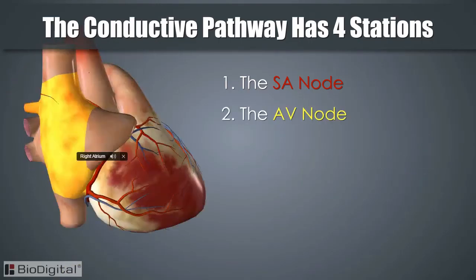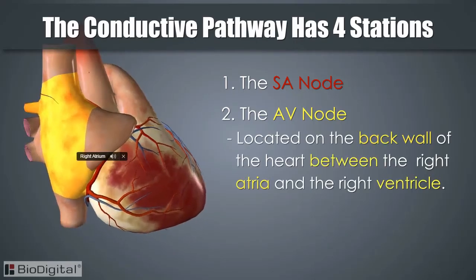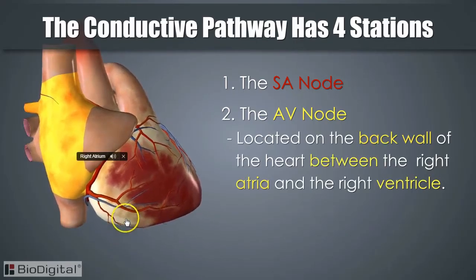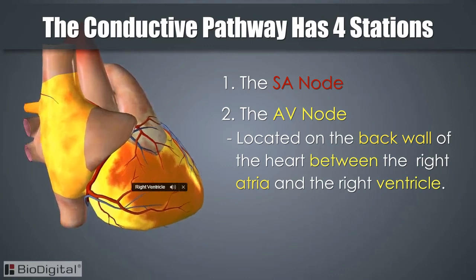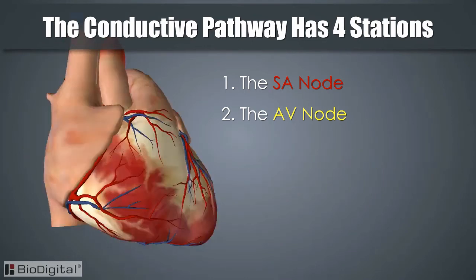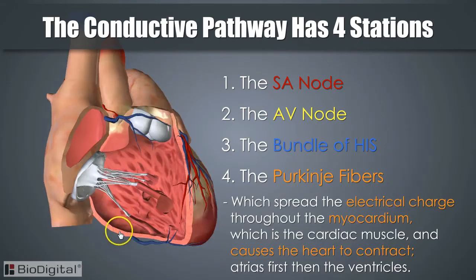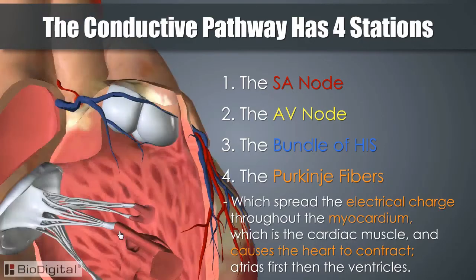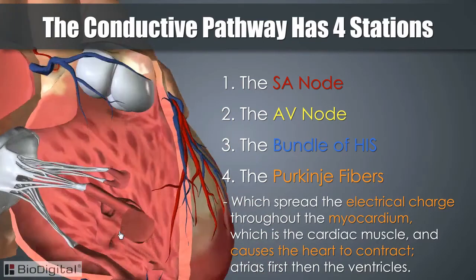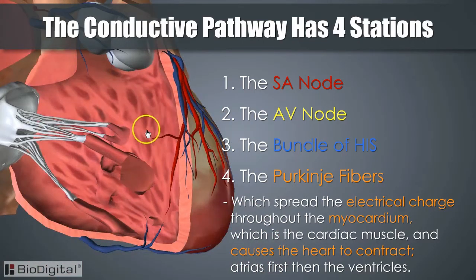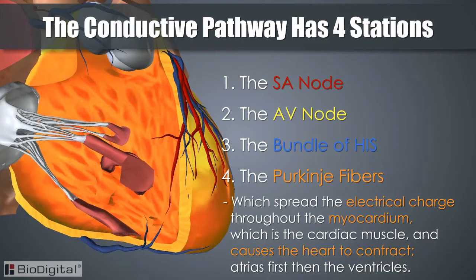The AV node is located on the back wall of the heart, between the right atria and the right ventricle. The spark is then passed into the next relay station, the bundle of His, located in the heart's septum. And lastly, the Purkinje fibers, which spread the electrical charge throughout the myocardium, which is the cardiac muscle, and causes the heart to contract, atria first, and then the ventricles.